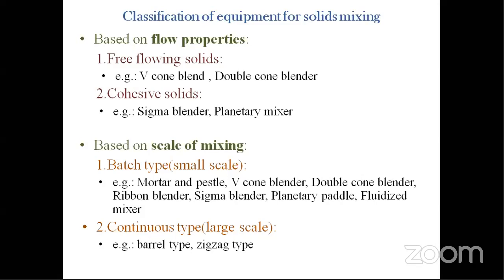Okay. And next is the cohesive solids. Cohesive solid means they form aggregates during mixing. So you have to break down the aggregates during mixing. So these are the types of mixers you have to use. That is the sigma blender and the planetary mixer.